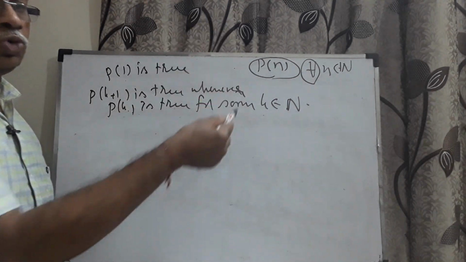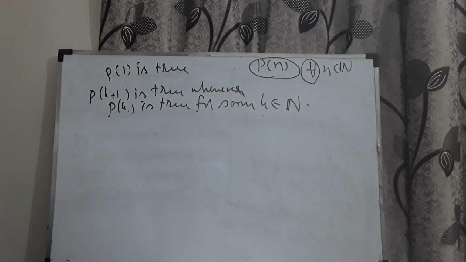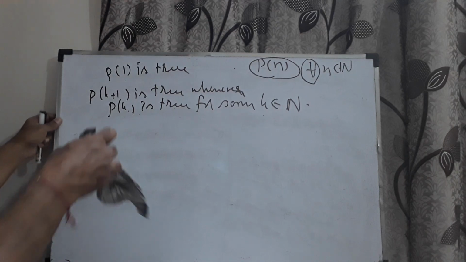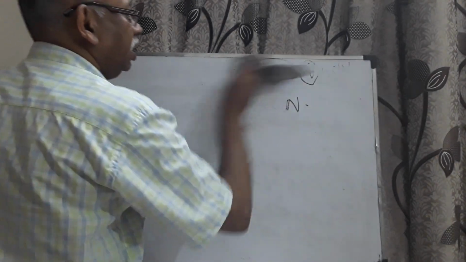Therefore, it's true for 1 plus 1, 2. It's true for 2 also. It is true for 2 plus 1, 3 also, and so on. Therefore, it's very simple to follow. It's not at all difficult to follow. It's a very simple result. Okay. This rule is called principle of mathematical induction.